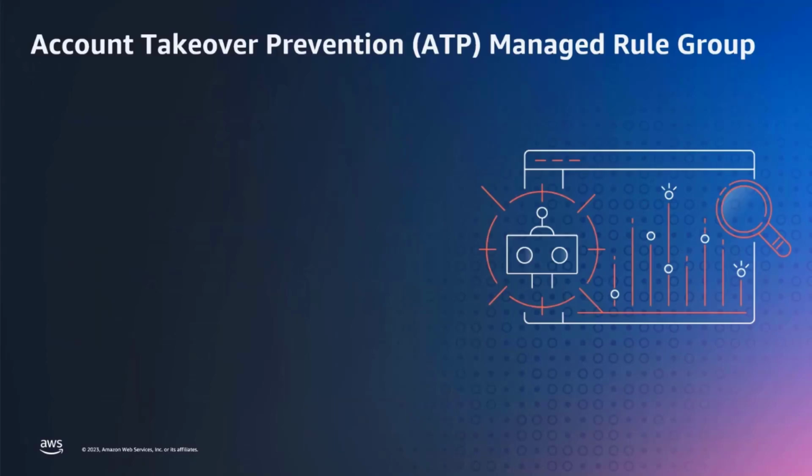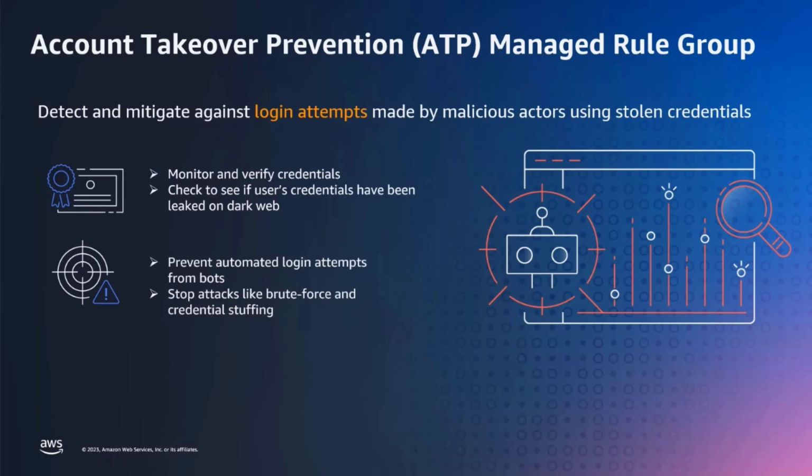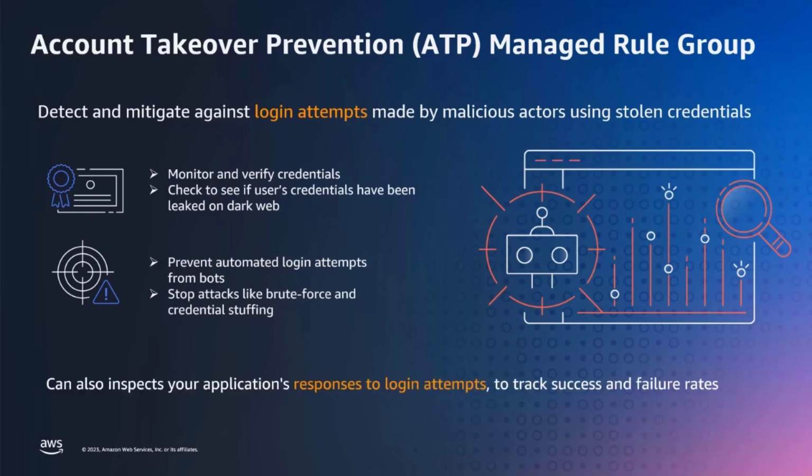So, how can AWS WAF help here? AWS WAF provides the account takeover prevention managed rule group. The ATP managed rule group labels and manages requests that might be part of malicious takeover attempts. This rule group does this by inspecting login attempts that clients send to your application's login endpoint. Keep in mind, we can look at login attempts and also responses.